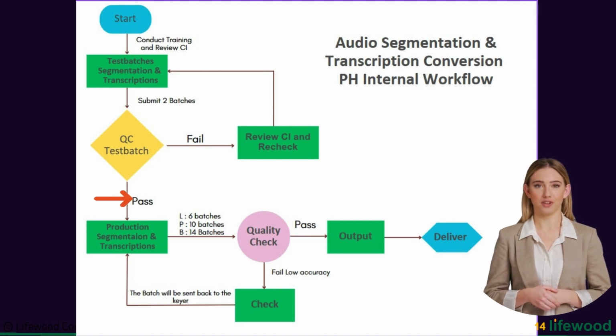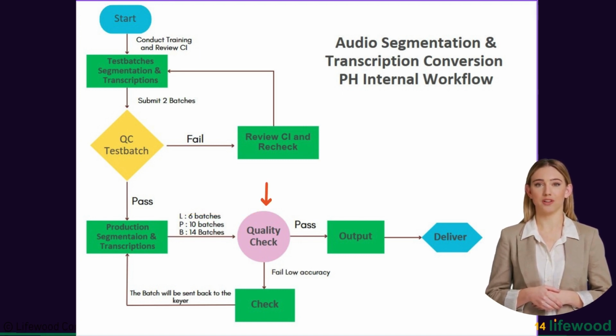If you passed, you can proceed to production, where you will be expected to produce at least 6 batches, which will increase the more you are able to familiarize with the project and the system. This production output will also have to undergo quality checking to be considered delivered.